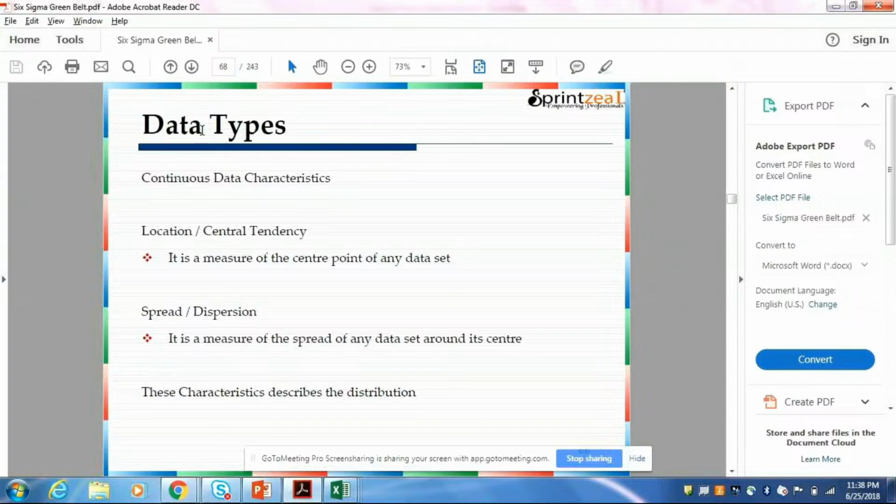So depending on the data type, you would be able to calculate the capability of the process. If it's discrete data, you would go the DPMO route and calculate the DPMO value from there. And if it's continuous data, you would calculate the sigma score or the Z value. And we will learn how to calculate that.